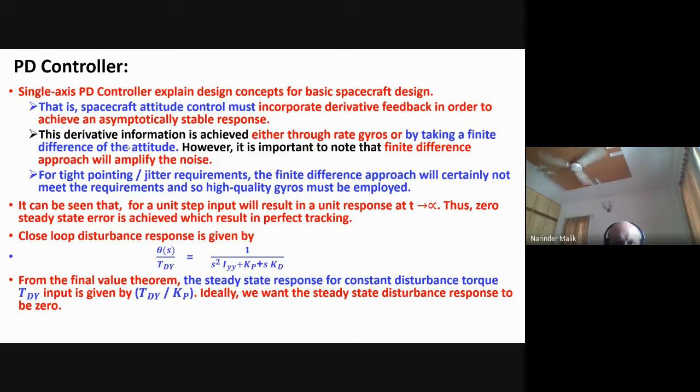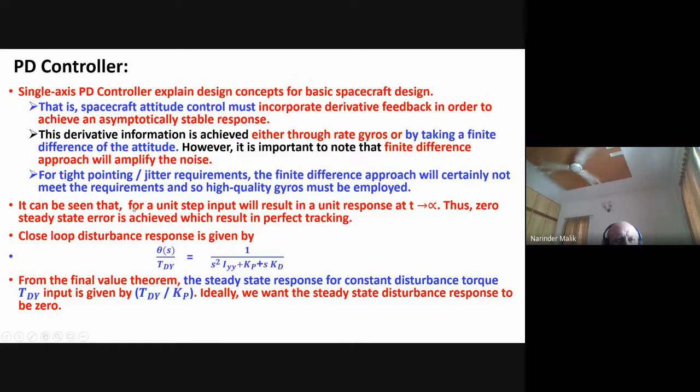Now, if you take the difference of two successive samples of the sensor output, any noise that is there will get amplified. So that is a negative point. For tight pointing and jitter requirements, the finite difference approach will certainly not meet the requirements, so high quality gyros must be employed.